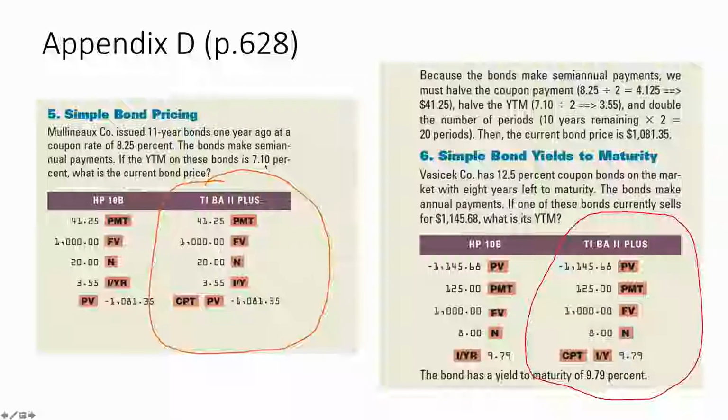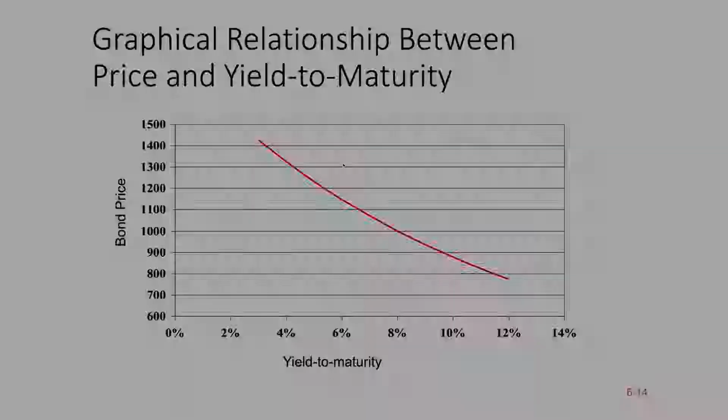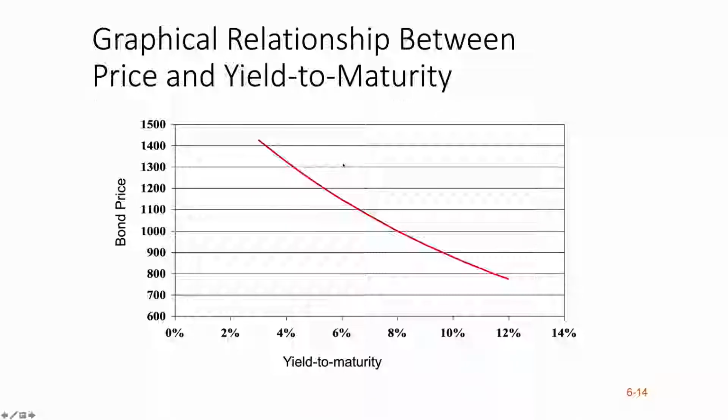Now, please work on the appendix to make sure you understand how we do the adjustment. Here on the right-hand side is the explanation of how to adjust for semi-annual payment. This is in your textbook, page 628. Now, here it shows you the relationship between the value of the bond, the price of the bond, and the yield to maturity, the discount rate.